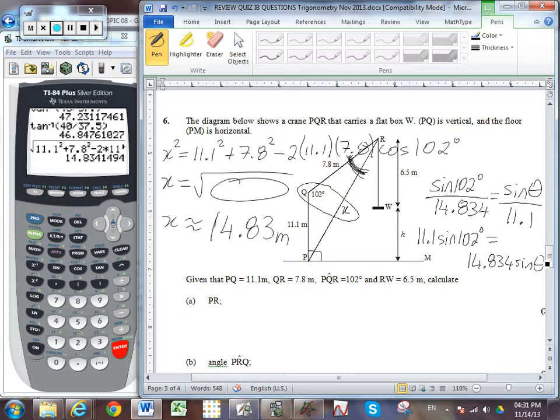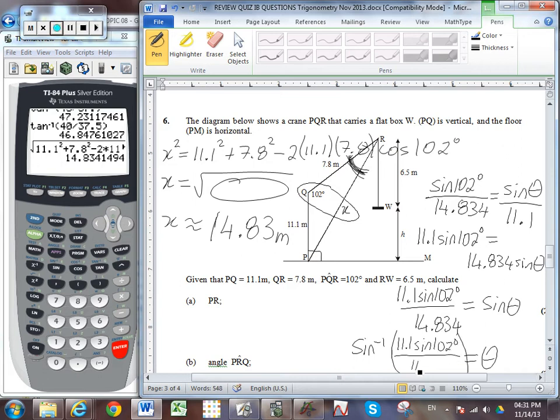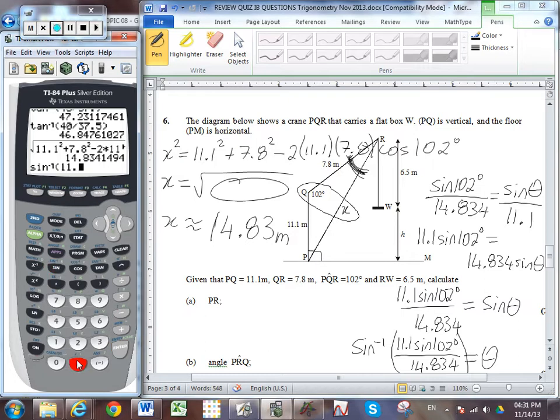To get sine of theta alone, I'm going to need to divide both sides by the 14.834. So I still have on top the 11.1 sine of 102. And now to get theta alone, we need to bring the sine to the other side where it becomes a sine inverse of all of this stuff that I just wrote. And if I type this into the calculator, sine inverse of 11.1 times the sine of 102 degrees, close parentheses because my angle is finished, divided by 14.834, close brackets to finish my sine inverse function, and I get an angle of 47.048 degrees.